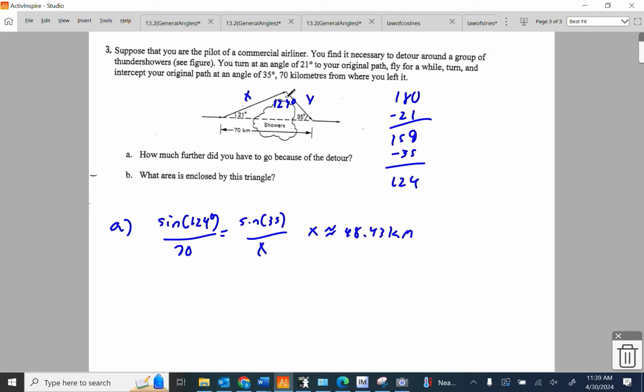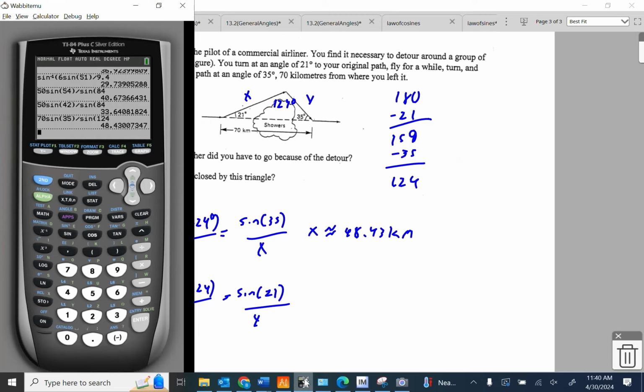All right, I need y. It'd be a similar setup. The sine of 124 compares to 70, as the sine of 21 compares to y. It's going to be the same thing, 70 sine of 21 divided by that. You do up these about 10 times, and you kind of get the gist of what you're supposed to do. The issue is getting somebody to do this enough times. It's about 30.26.